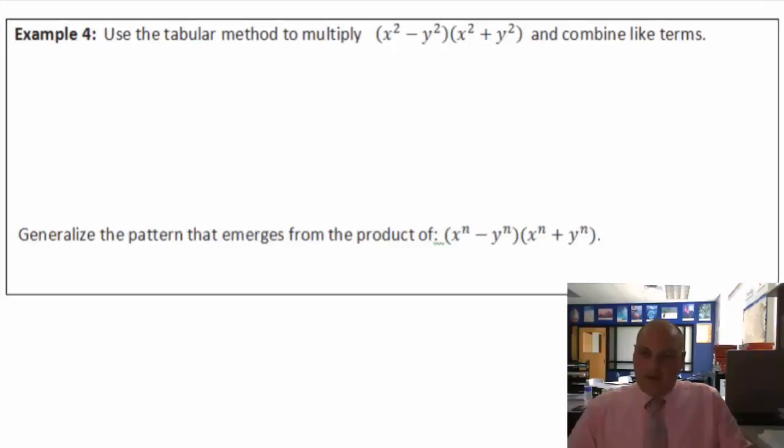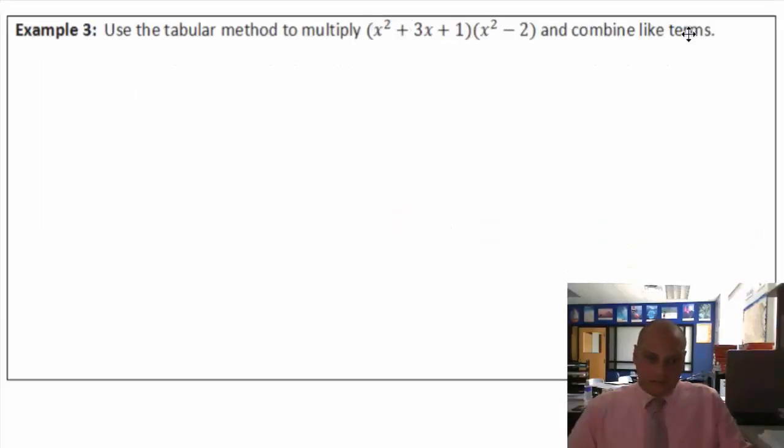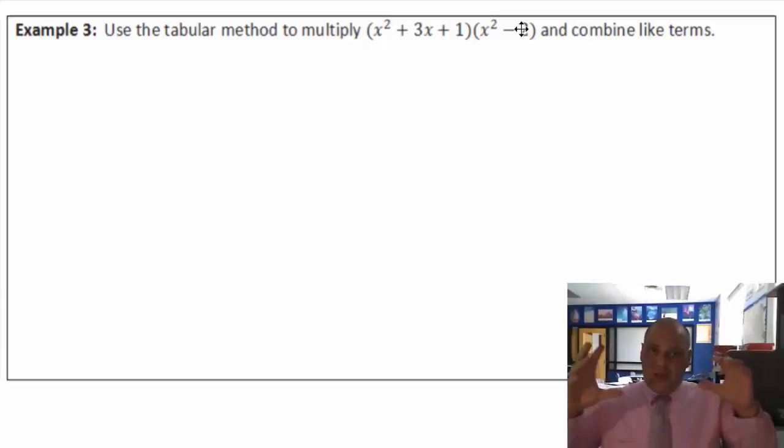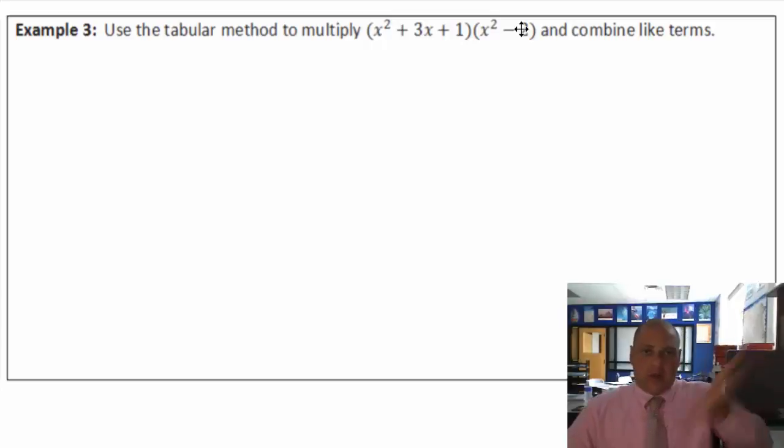All right, example 3 and 4, and then we're going to be done. Tabular method to do this. What's different about this one is, notice, I have x squared, 3x and 1, and x squared minus 2. It looks like it'll be a 3 by 2, a 3 by 3 and then 2 along. However, if you want everything to line up along that diagonal, which is what the tabular method's all about, if you don't have them lining up along the diagonals, it's not the tabular method. You have to make sure every term is represented.